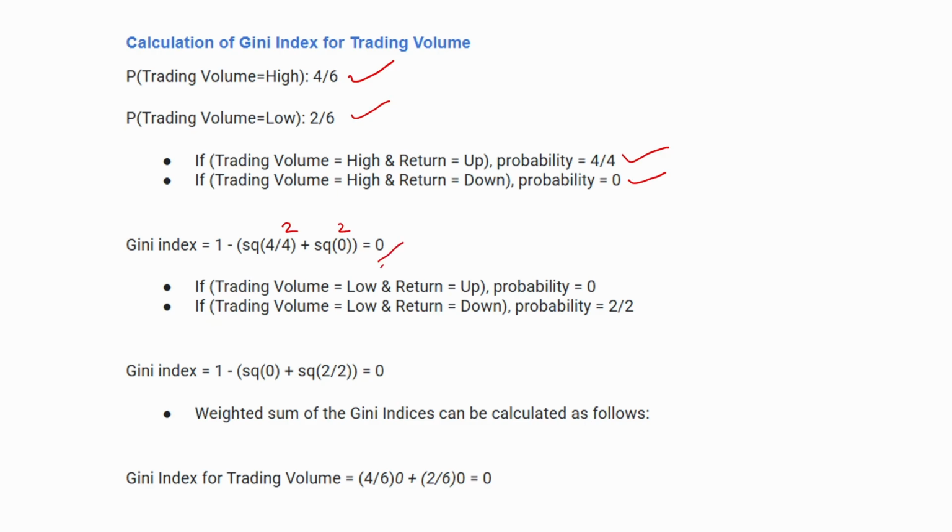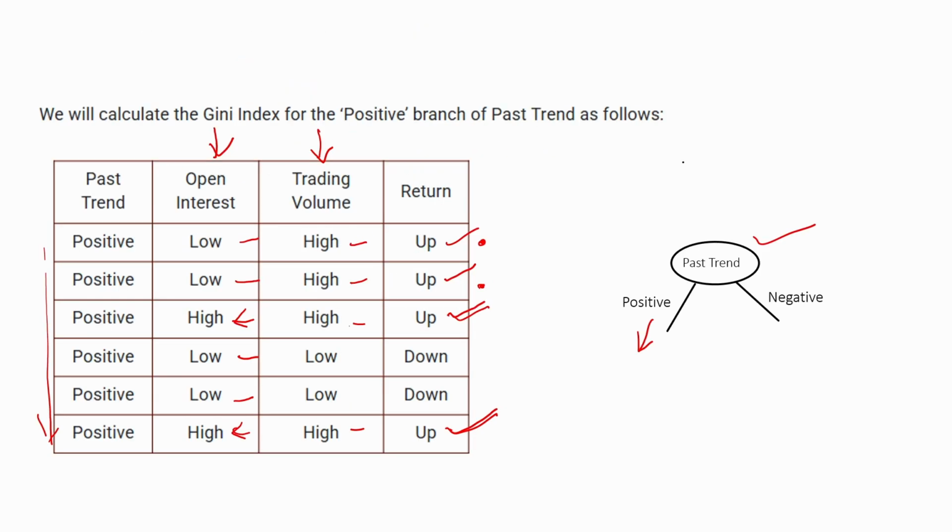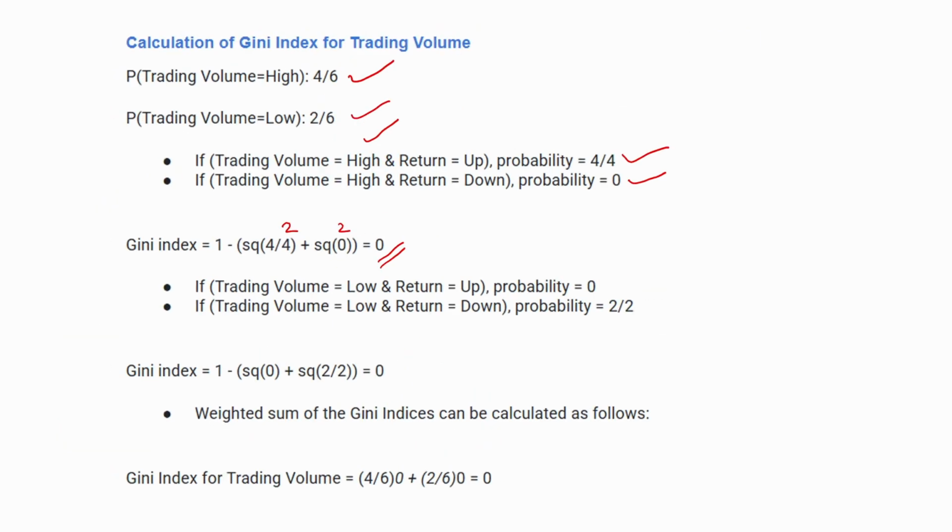So you got the Gini index as 0 here. Now we have considered the trading volume high case. Now we have to consider the trading volume low case also. For trading volume low, you can see here 2 entries are there and both of them are down. So we don't have an up entry there. So 2 entries for low, and here the up entry is 0, so the probability is 0, and 2 entries for low and both 2 are down here. So you got it as 2 by 2.